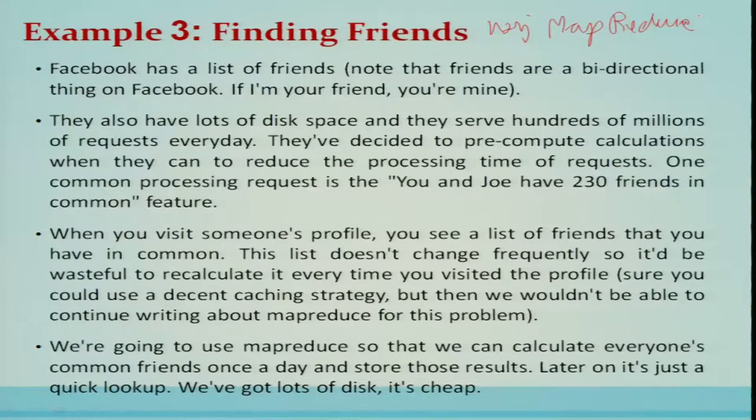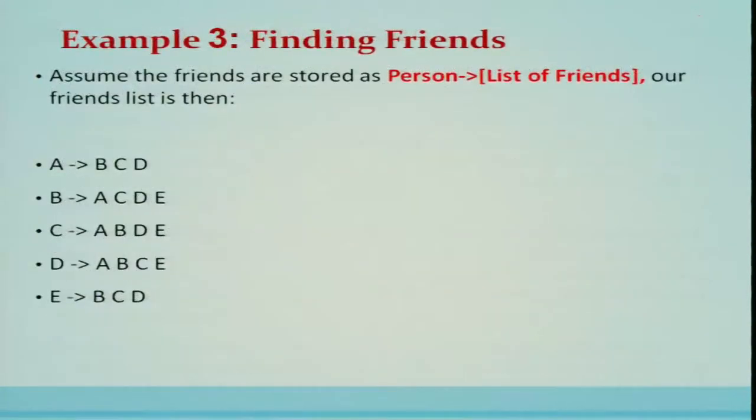So one common processing request is the "you and Joe have 230 friends in common" feature. When you visit someone's profile, you see the list of friends that you have in common. This list doesn't change frequently, so it would be wasteful to recalculate it every time you visit the profile. So we are going to use MapReduce so that we can calculate everyone's common friends once in a day and store these results. Later on, it is just a quick lookup, and this will save a lot of disk space, and it's cheap also.